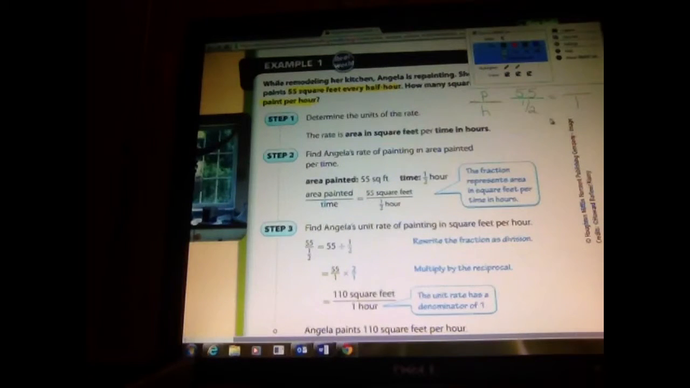So the way we've been looking at it in class is I either need to multiply or divide this 1/2 by something to get 1. And we talked about multiplying by the reciprocal, which is just flipping the fraction. Because 1 times 2 is 2, 2 times 1 is 2, and 2 over 2 is equal to 1. So if I do it to the bottom, I must do it to the top. 2 over 1 is the same as 2, so 55 times 2 is 110. So Angela can paint 110 square feet in 1 hour.